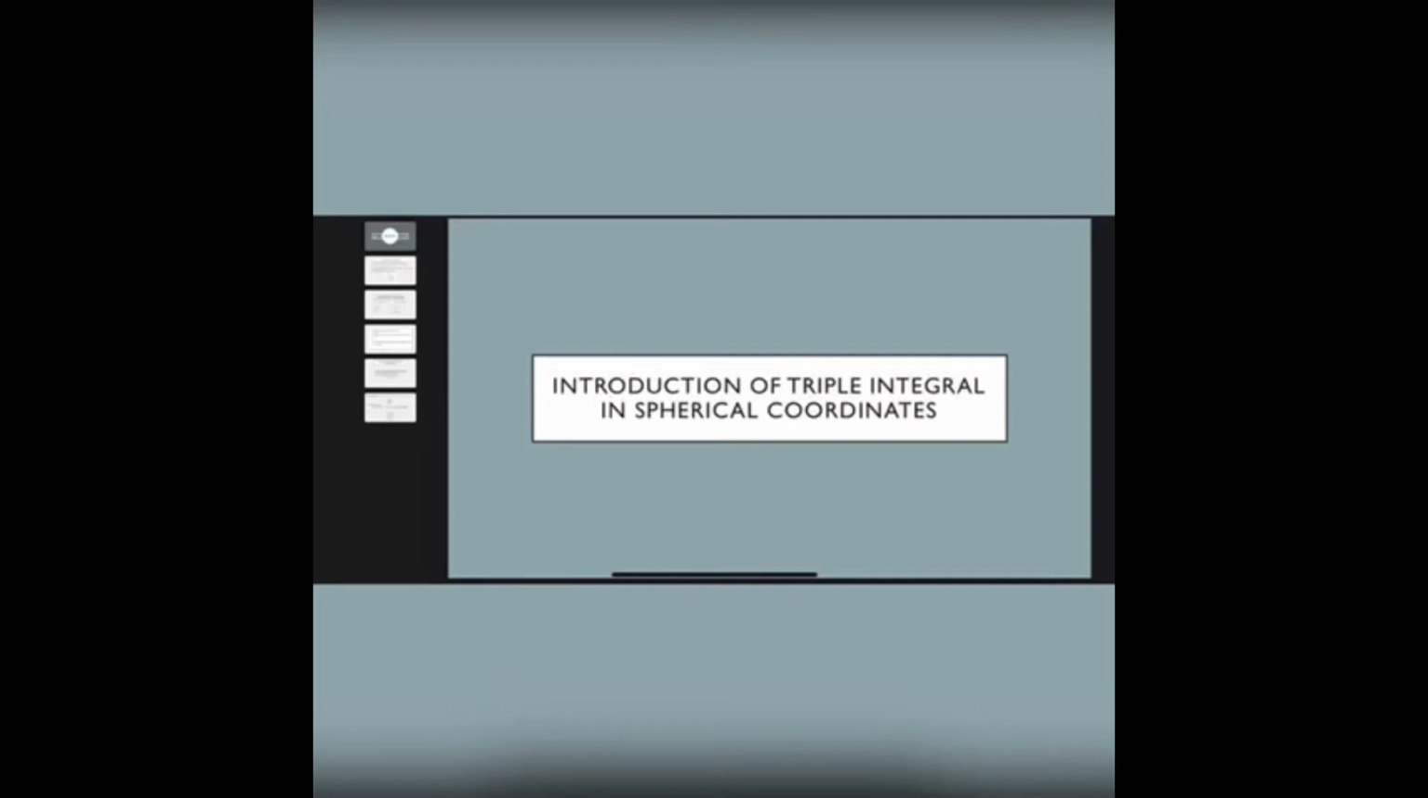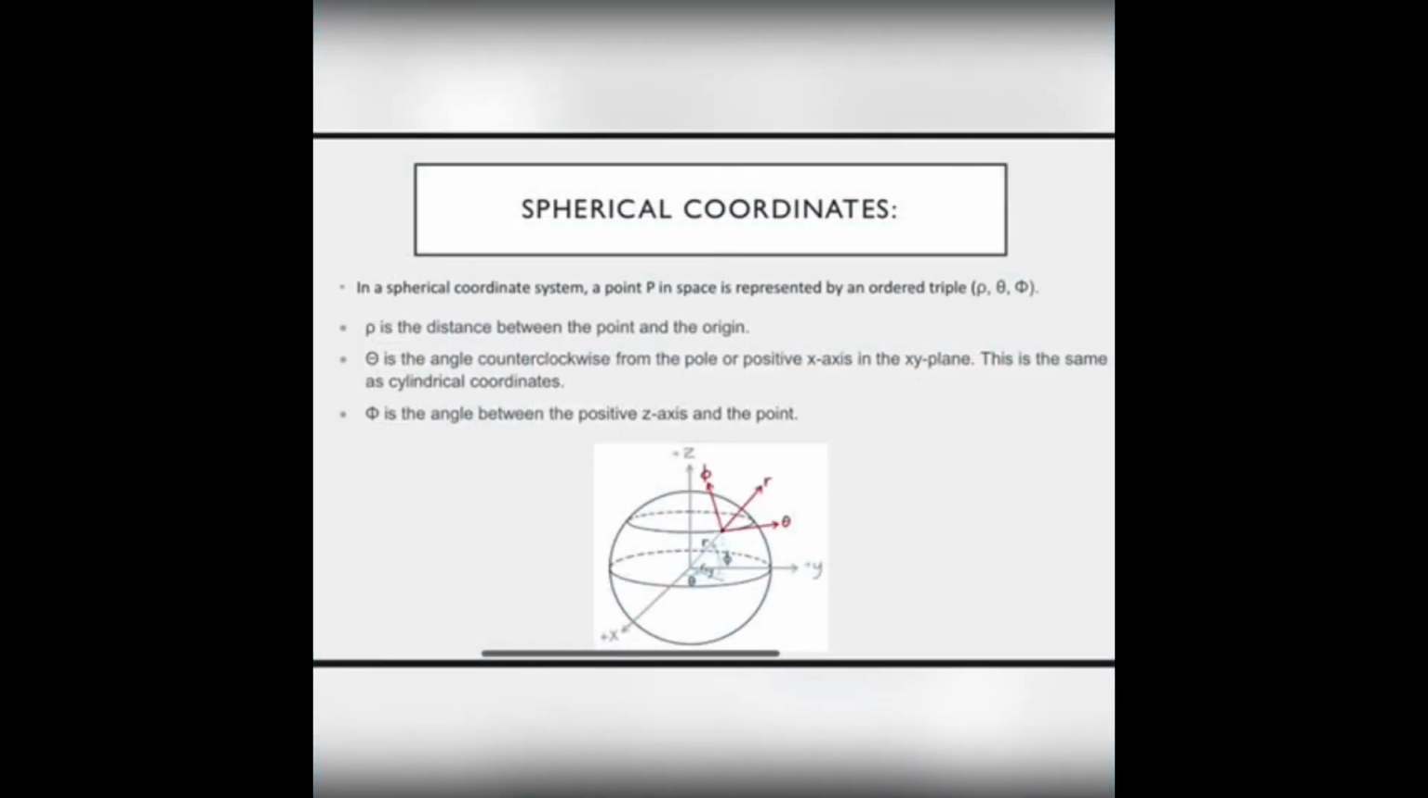Exploration of triple integral in spherical coordinates. In a spherical coordinate system, a point P in space is represented by an ordered triple rho, theta, and phi. Rho is the distance between the point and the origin. Theta is the angle counterclockwise from the pole or positive x-axis in the xy plane. This is the same as cylindrical coordinates. Phi is the angle between the positive z-axis and the point.